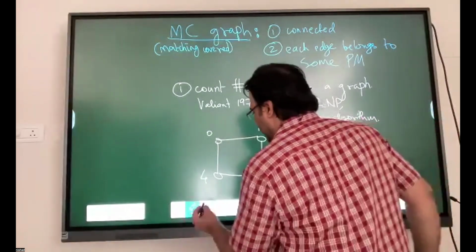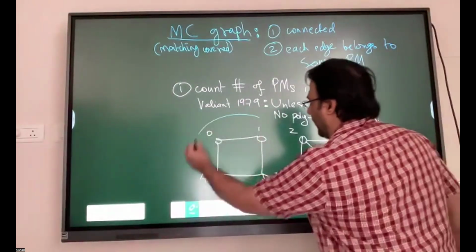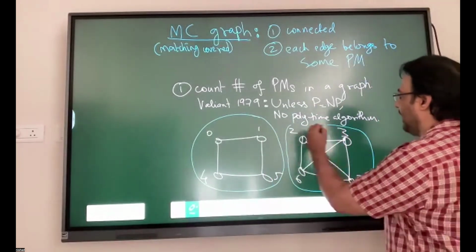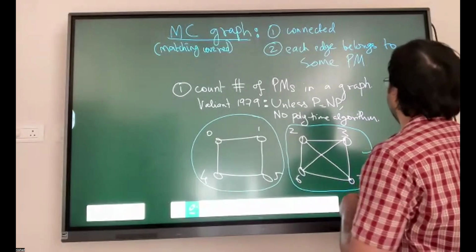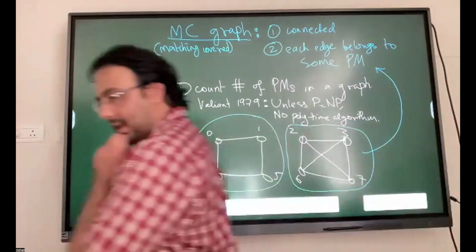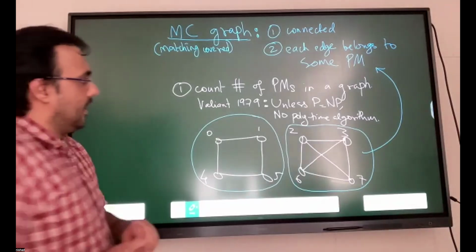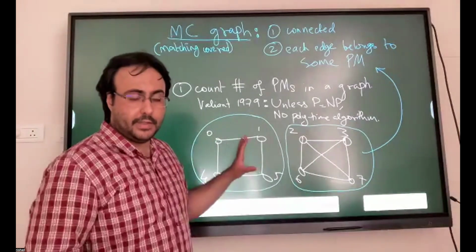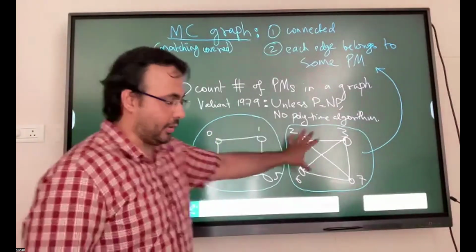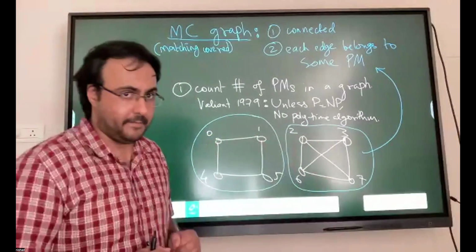In particular, this graph is not even connected. So what you can do is you can look at the connected components. This is one component. This is another component. And these graphs have the property that we have written here, the two properties. They are connected graphs and every edge belongs to some perfect matching. Therefore, in order to count the number of perfect matchings in the original graph, we can just count the number of perfect matchings in these connected components and multiply them. That is the number of perfect matchings in the original graph, right?